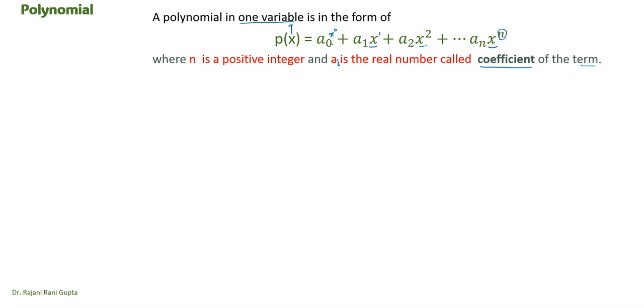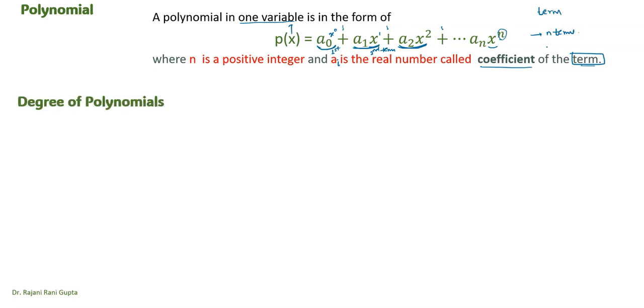So what do we mean by term? Like a0, this is one term. a1x, this is the second term. a2x^2, this is the third term. Each term is separated from the other by an operator, maybe plus or minus. So we call this the first term, this is the second term. So the word is term. In this expression there are n terms.